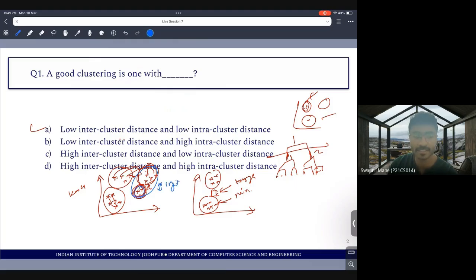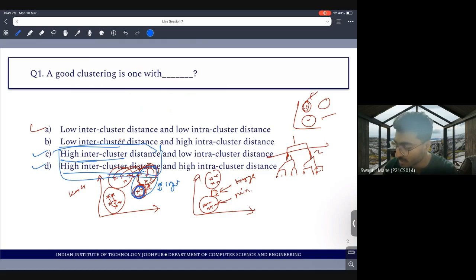So maybe we can say that we got 4 clusters, but it is not sure whether these are good clusters. Okay. So here another point states that low intercluster distance is what we don't want. We want a high intercluster distance. In between the clusters, we want a higher distance, right? So the answer could be in between these two options, right? This condition we have satisfied.